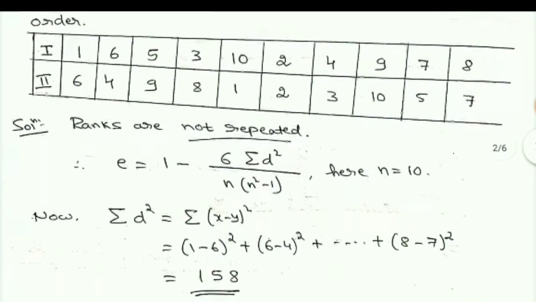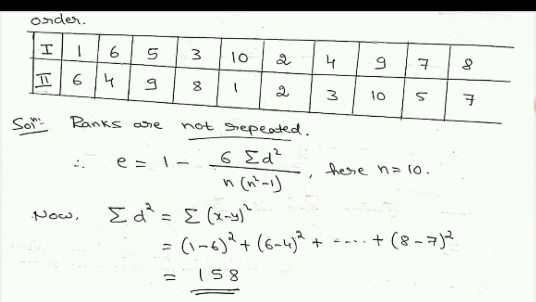Write down the formula first. It is rho equal to 1 minus 6 summation d square by n into n square minus 1. And n is the number of pairs. Altogether we have 10 values for the first and second, so n equal to 10.